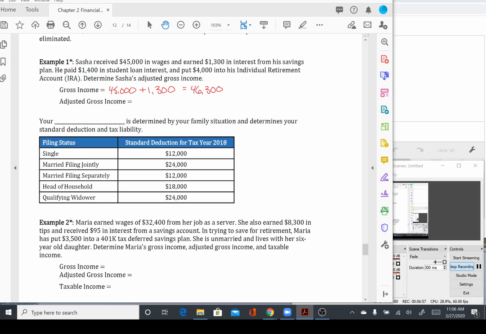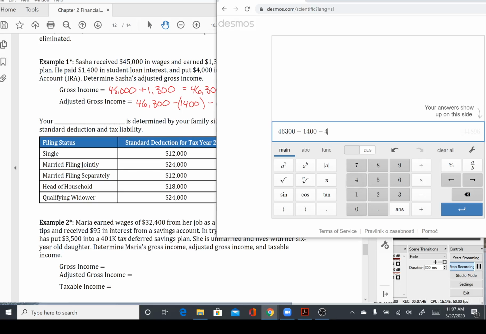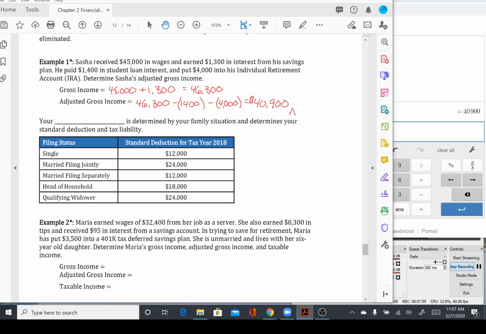Now we can take adjustments from that. Sasha will not have to pay taxes on the money that he put into the IRA or that he paid for his student loans. So he is going to take that away, and he will take that away. So we're going to subtract. So we've just determined that Sasha's AGI, or adjusted gross income, is $40,900.